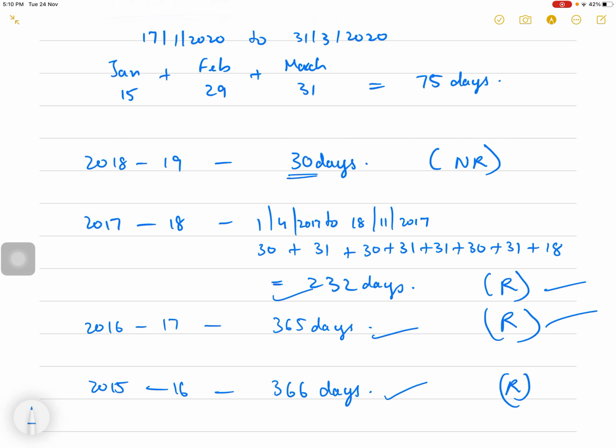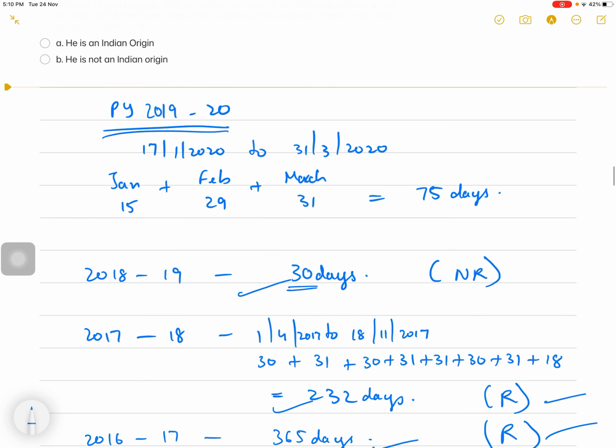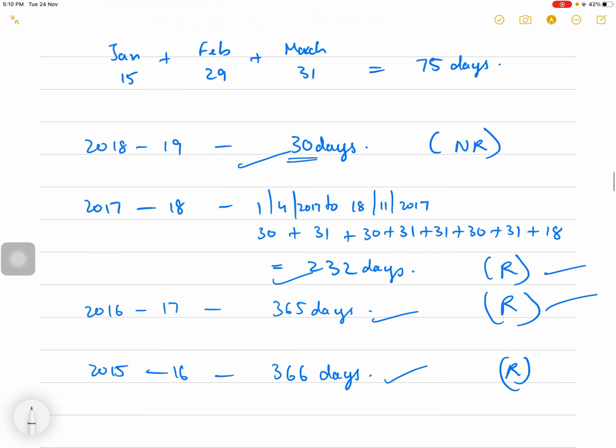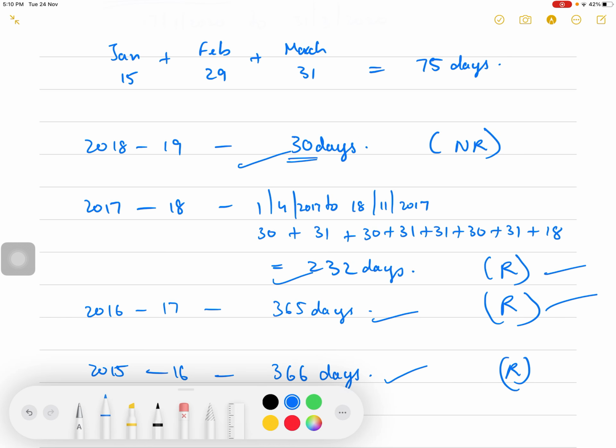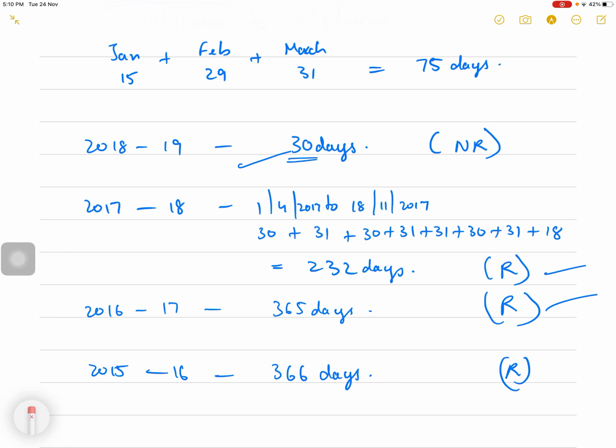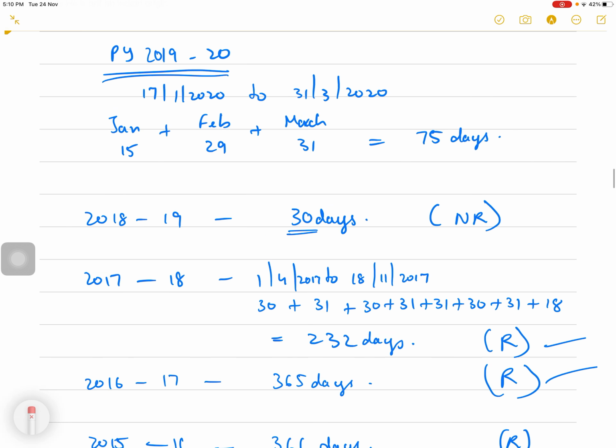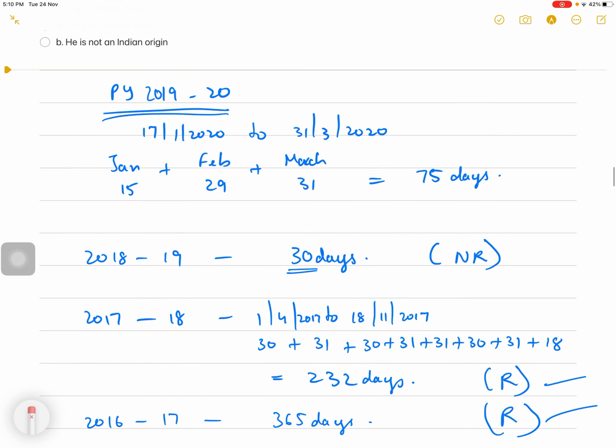366 plus 365 plus 232 plus 30. So all the years he was in India only actually. So the total is more than 730. So he satisfies: during 7 years preceding the previous year, his stay in India is more than 730 days. So he satisfies the second additional condition as well. Right? So he becomes an ordinary resident in that case.